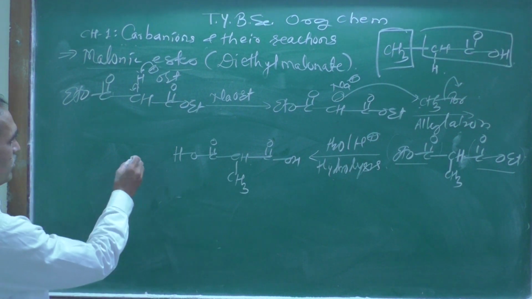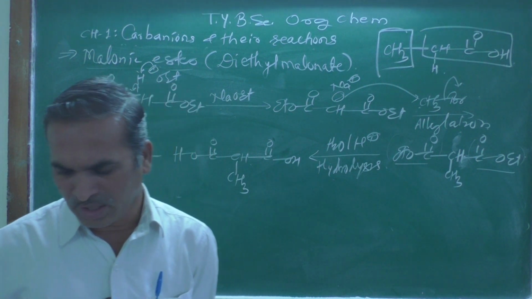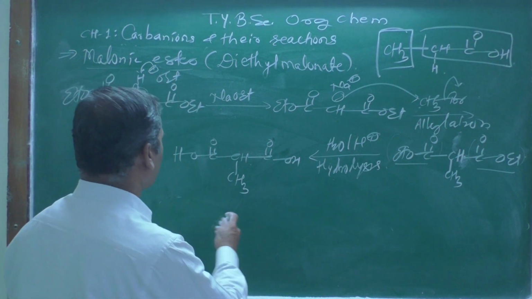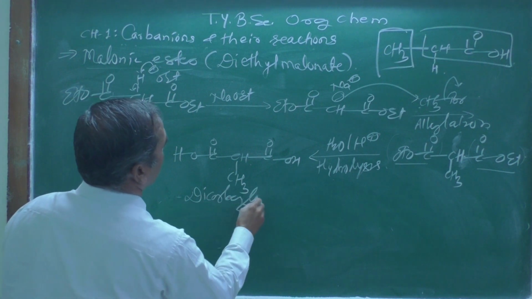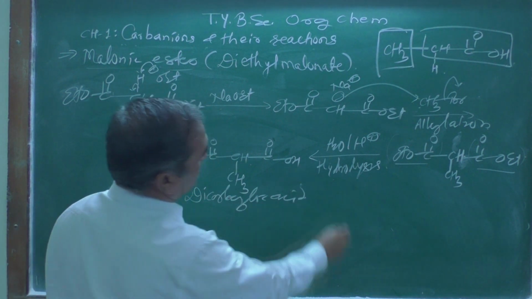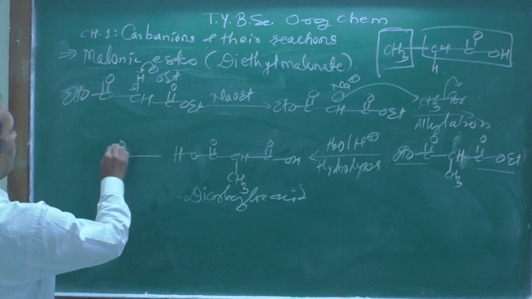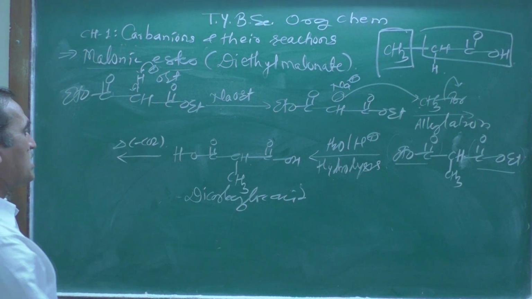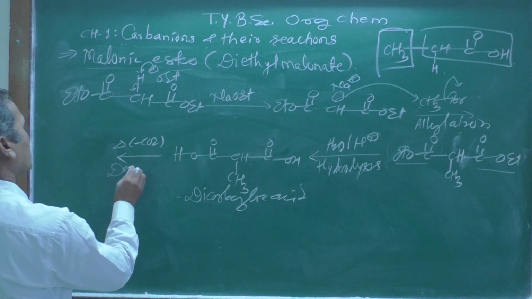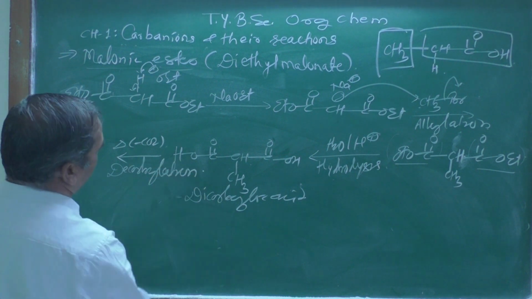And after that, what we can do over here is heating. So here we got a dicarboxylic acid. This dicarboxylic acid, right? And what is going to happen here? On heating, there is a removal of carbon dioxide. This process is known as decarboxylation.